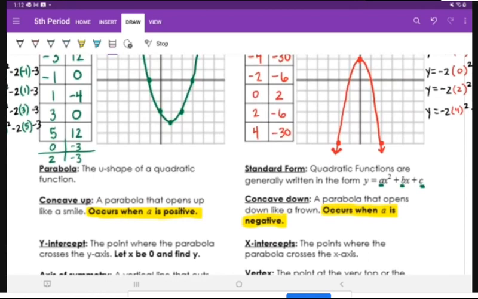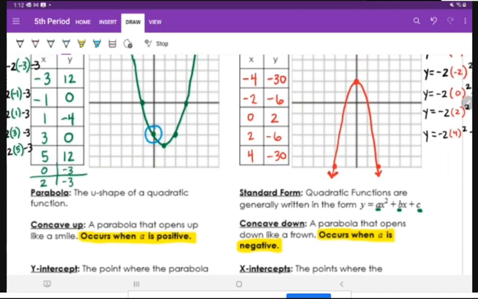So next we're going to talk about y-intercepts and x-intercepts. You already know what these are. We talked about these with lines. We talked about these with exponential functions. With quadratics, your y-intercept has the same definition it's always had. The y-intercept is the point where our parabola crosses the y-axis. So in example 1, it would be the point 0, -3. And in example 2, it would be the point 0, 2.